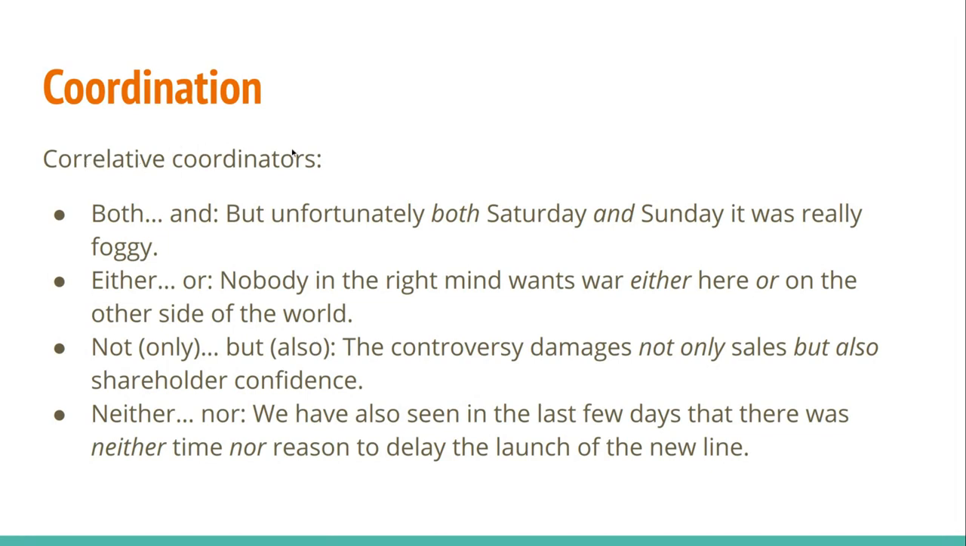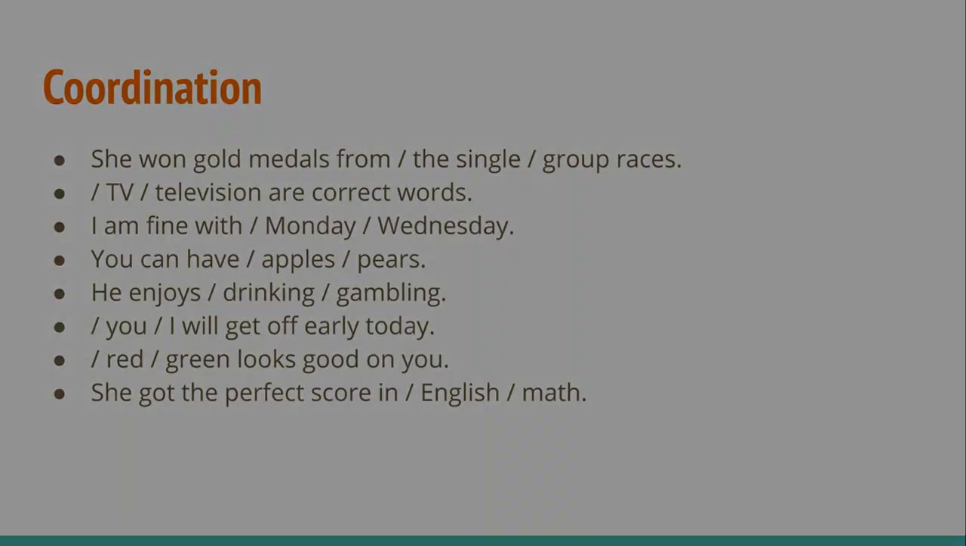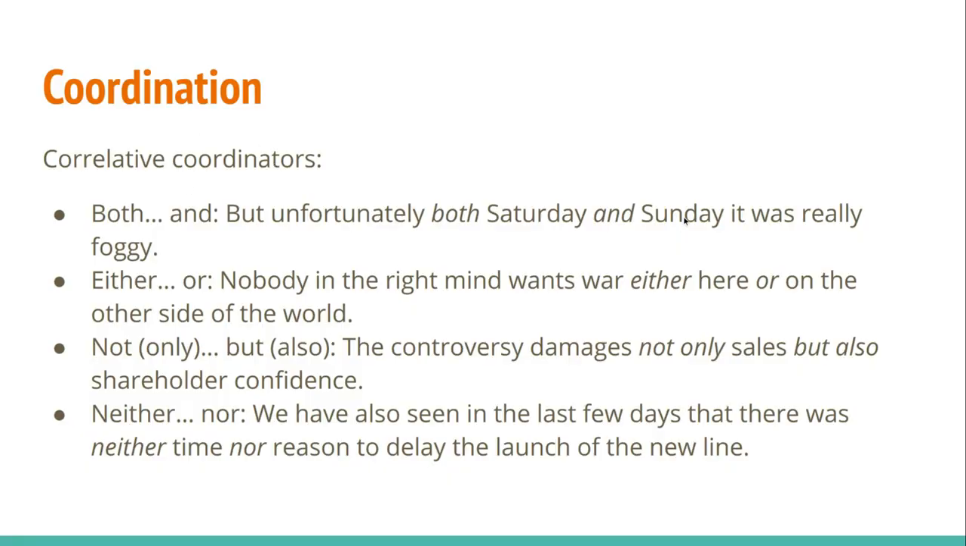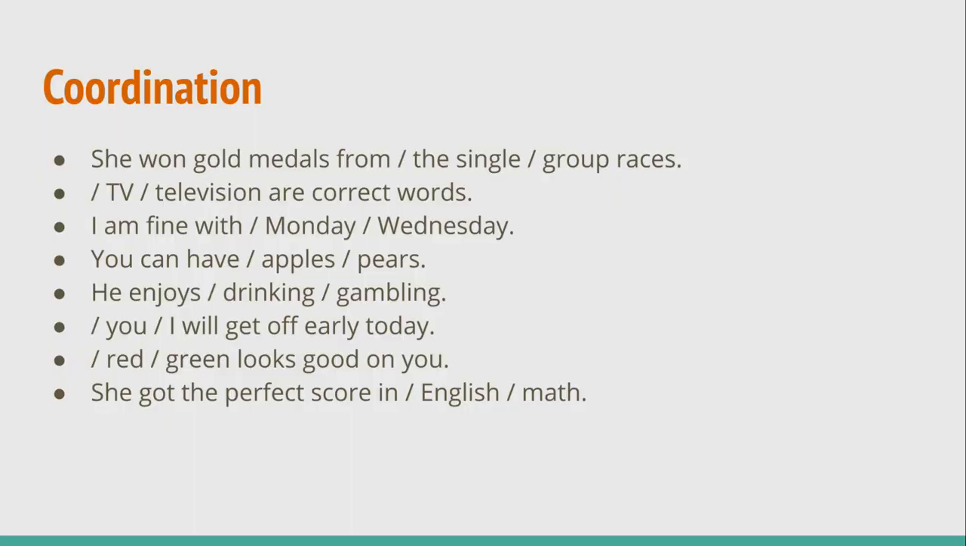Then there are some correlative coordinators, which are extended versions of the simple coordinators. Both and, either or, not only but also, neither nor. So what coordination basically does is to put one element next to the other one at the same level. Correlative coordinators work the same way coordinators do, okay? It's just that we have an extra element. And correlative coordinators are pretty much used in writing. I advise you to start including them.